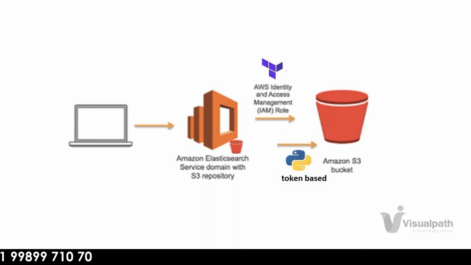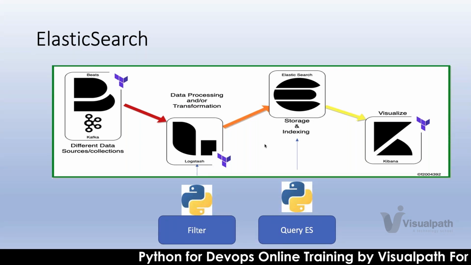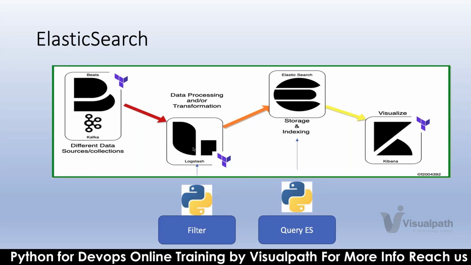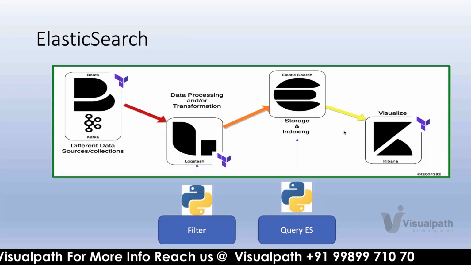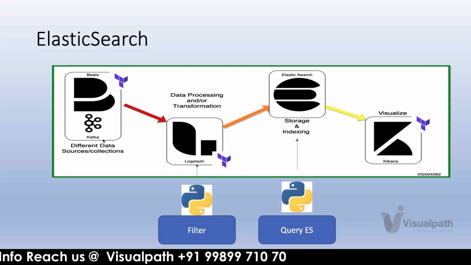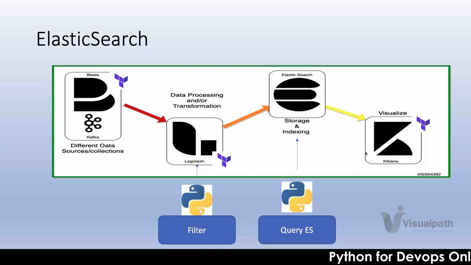Then I'm going with the next use case, like Elasticsearch. Let's say we have an Elasticsearch stack here. Being a DevOps engineer, you know the functionality of the complete tool: Kafka will be polling the messages, Logstash will be filtering the messages, Elasticsearch will be storing the messages, and Kibana lets you visualize the messages in Elasticsearch.